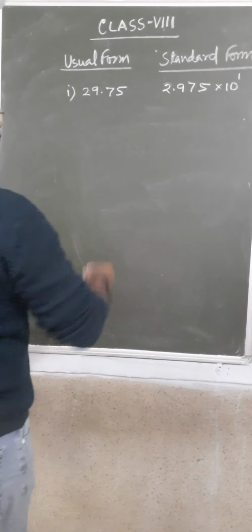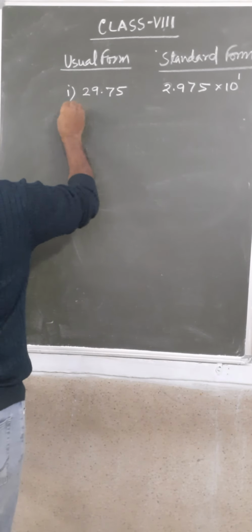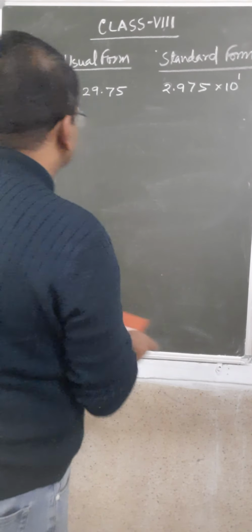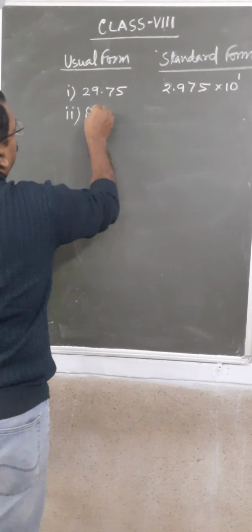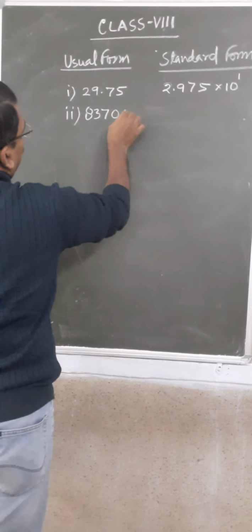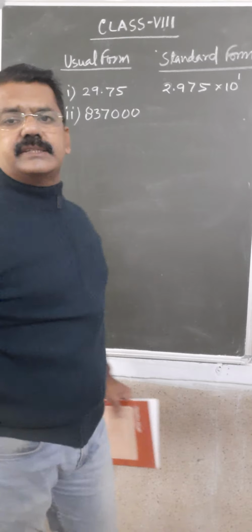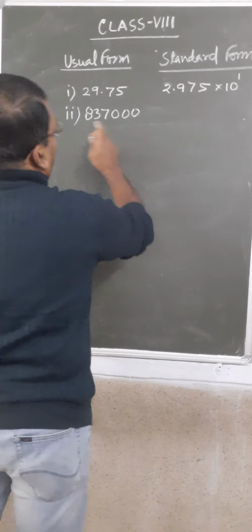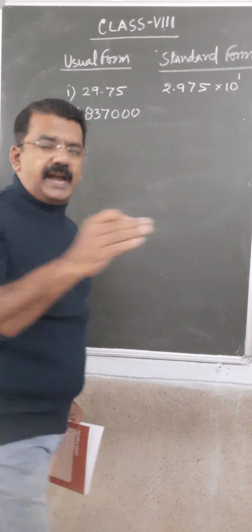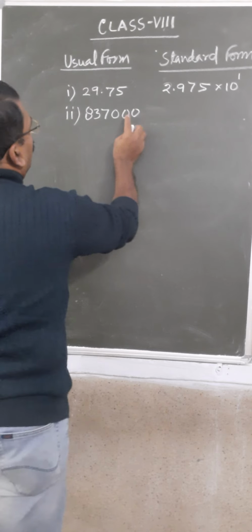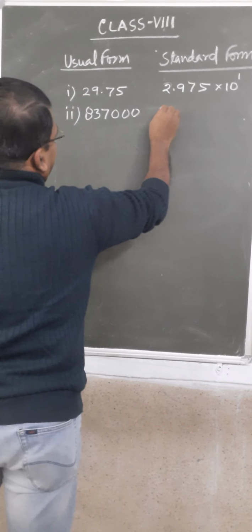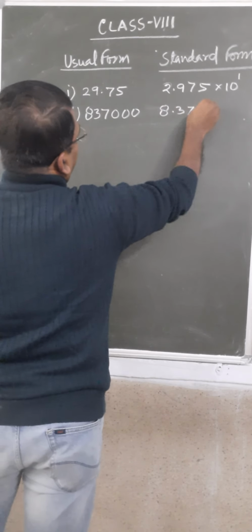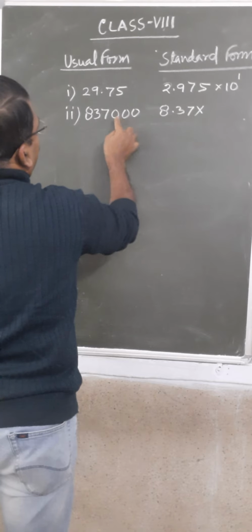Next one is the second one. The second one is 837000. The number is 837000. Now what do we do? Definitely this number does not lie between 1 and 10. So you write it like this: 8.37 into, now you see, 1, 2, 3, 4, 5.